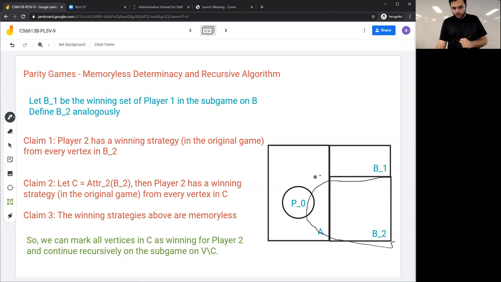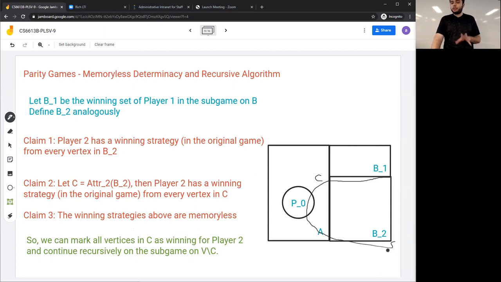Over, and I call it C. And so, yeah, I'm really bad with drawing. C contains all of B2. So, in all of the vertices in C, if we start the game there, player two can force the game into B2. And after he does that, he can win the game, right? So actually every vertex in C is a winning vertex for player two.